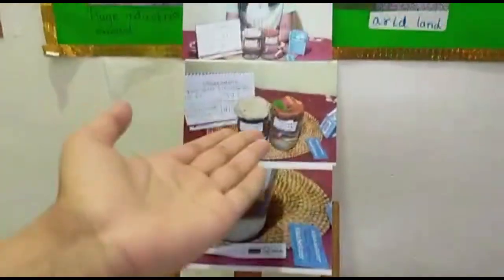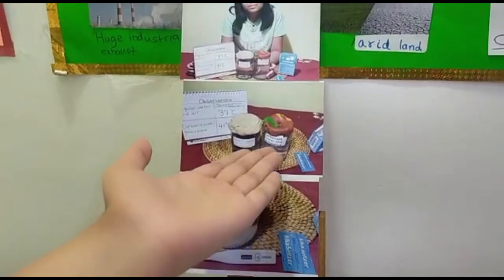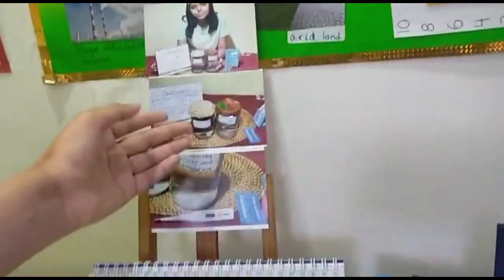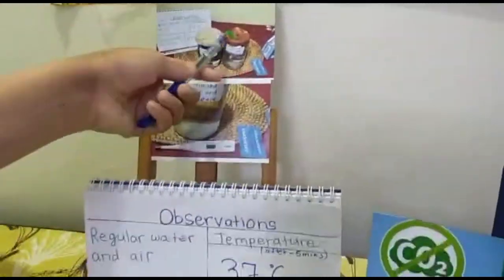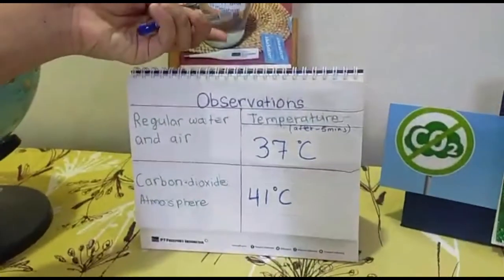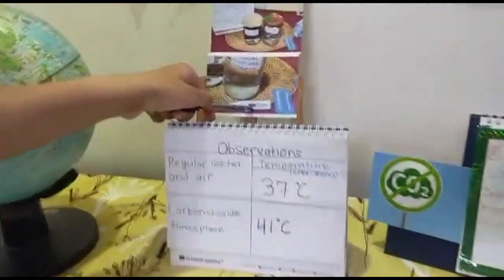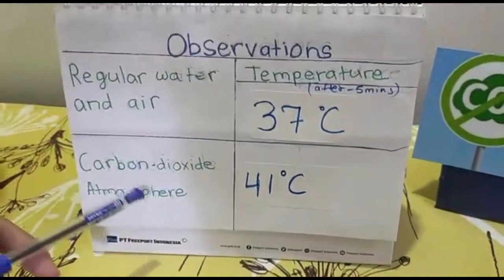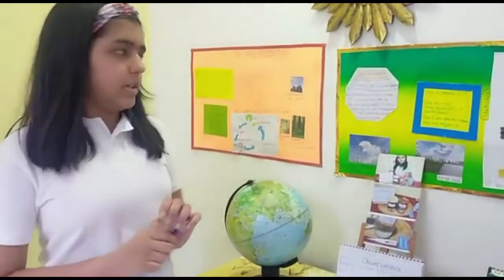I took two jars. One jar shows a clean atmosphere, while the other one shows a carbonized atmosphere. I put clay on top to trap the heat. After 5 minutes, I measured the temperature in both the jars, and I was surprised to find that the temperature of the carbon dioxide atmosphere was 4 degrees more than the decarbonized one. And this is how climate change works.